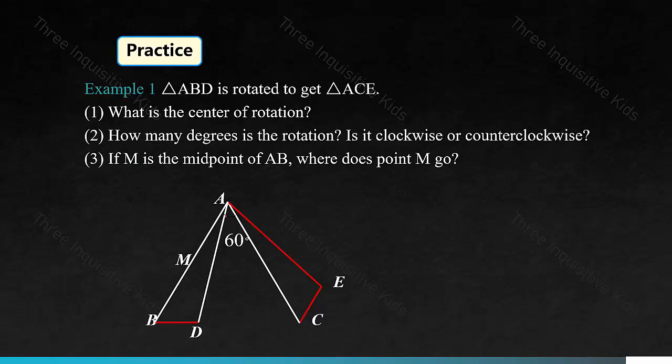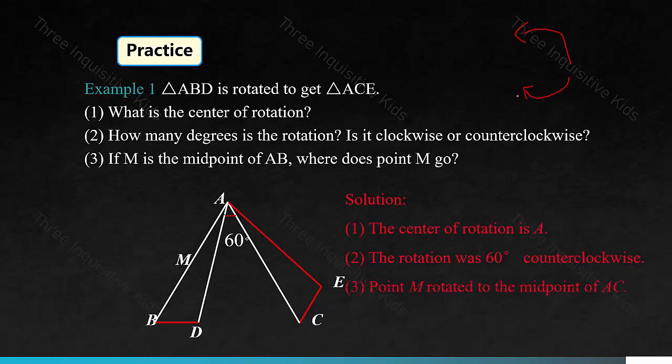Here, if you can't see, there's actually an angle. The center of rotation would be point A, and the angle of the rotation is 60 degrees. And just so you know, it's counterclockwise. This is counterclockwise. This is clockwise. Point M was rotated to the midpoint of AC.